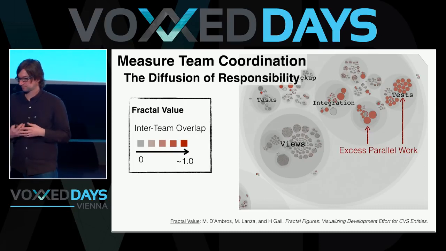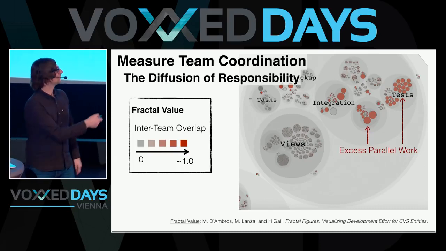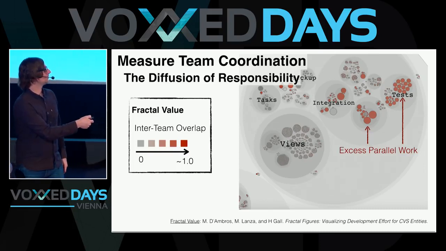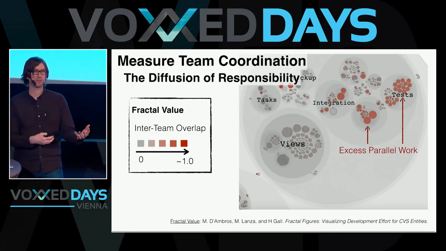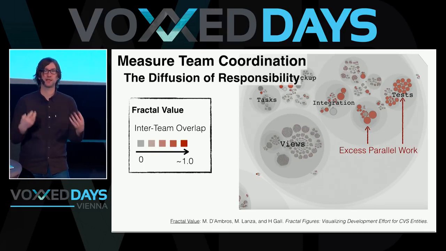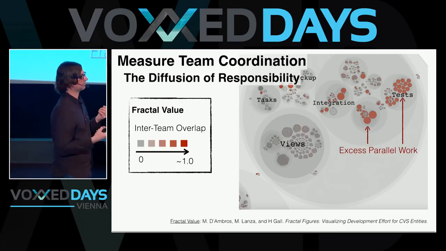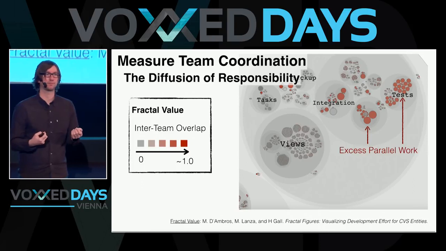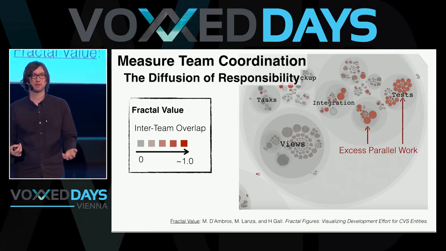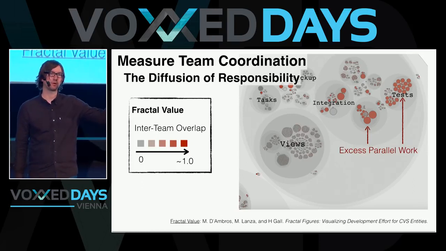Now, once you identify parts of the code that looks like this with a high amount of diffusion of responsibility between different teams, you need to react to that finding. And the bad news here is that it's usually pretty hard. In practice, there are typically two things I've seen work.